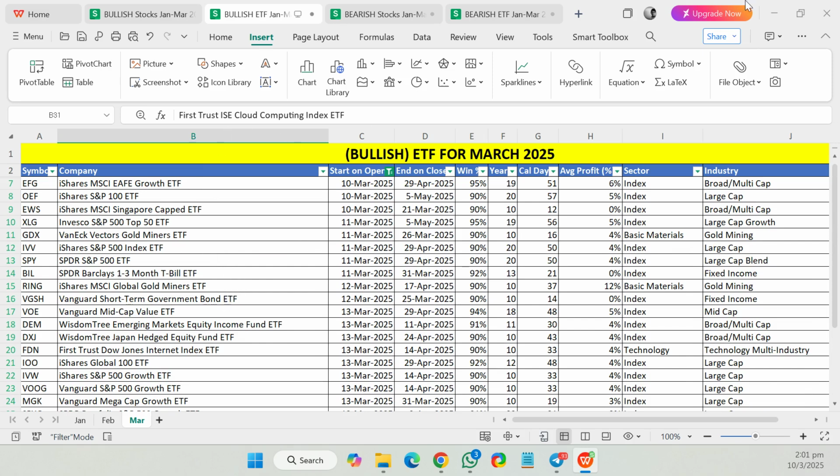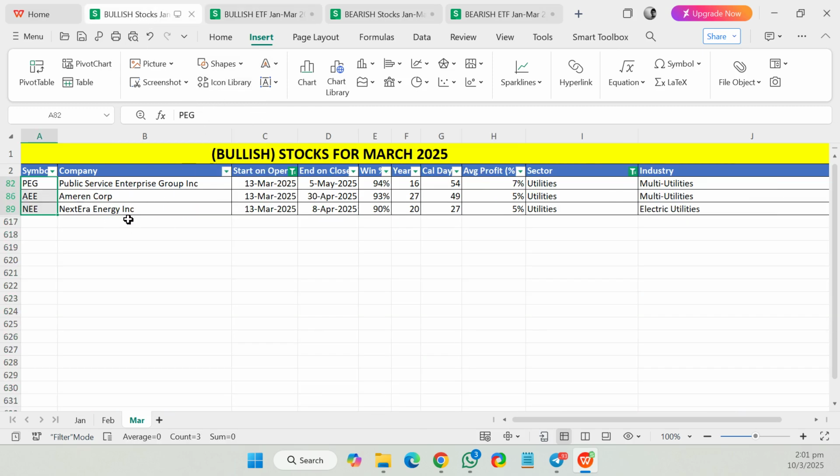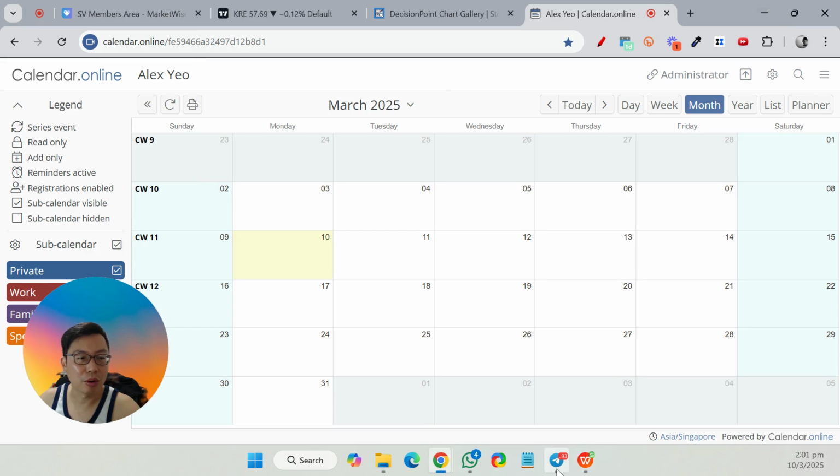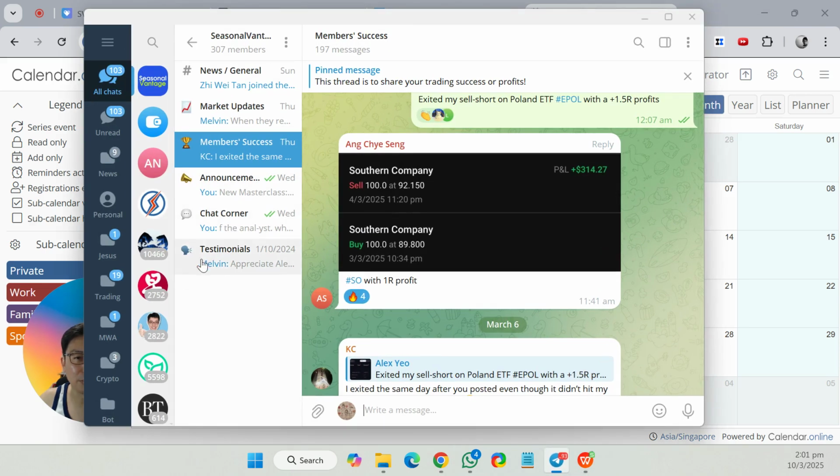Even if you want to go long, I think the best bet is still the index. As for bullish stocks, there are only a few, and once again, it is all utility stocks. So let me do a quick demo of the bot.